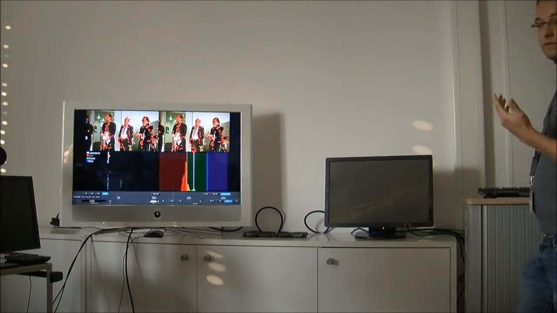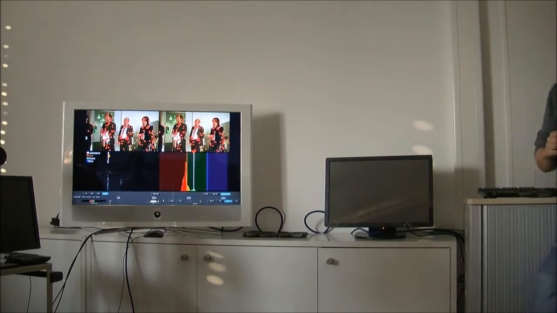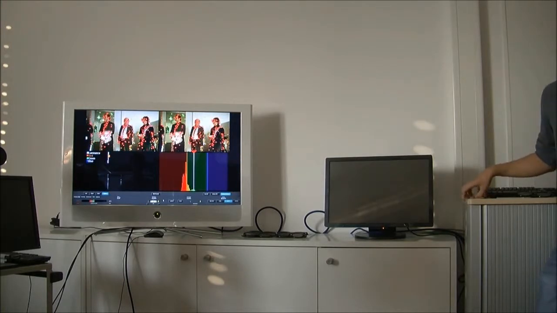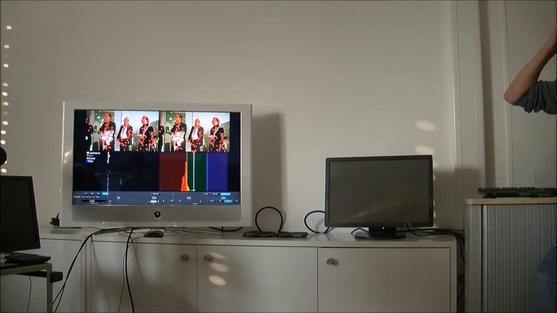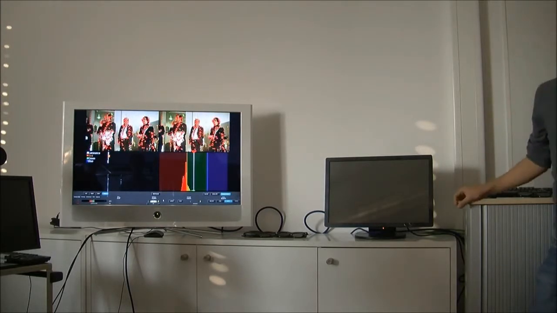Can I ask something? Yeah. Are you calculating features between the two pictures? Well, it's a feature detector developed here at the institute. No, it's not SIFT. I can't tell so much about the feature detector, but I know this is developed here in the institute.